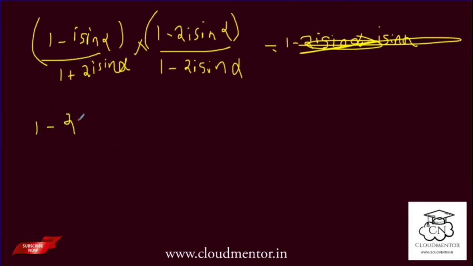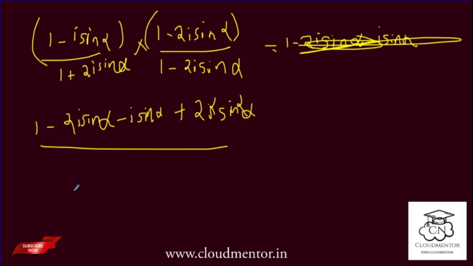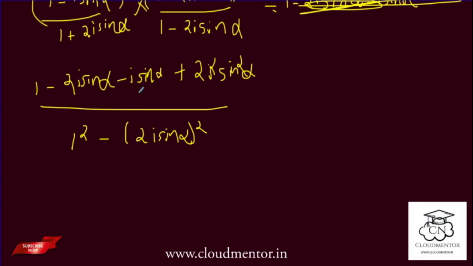1 minus 2i sine alpha minus i sine alpha, and multiplying this with this, I get 2i square sine square alpha, divided by the whole, 1 square minus a square minus b square, that is (2i sine alpha) the whole square. So we get 1 minus 3i sine alpha, and expanding this, this i square is minus 1, so minus 2.